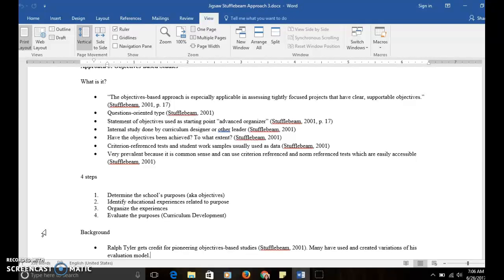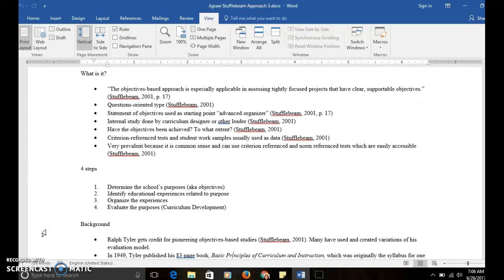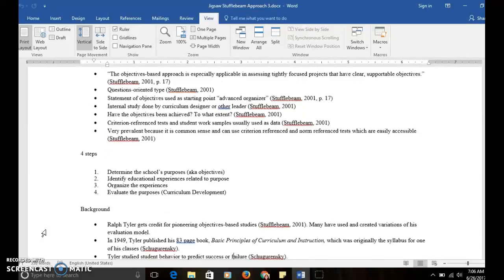tests. It's very prevalent because it makes sense, it's easy to do, and the 4 steps are: determine what the school's purposes or objectives are, identify the educational experiences related to the purpose, organize the experiences, and evaluate the purposes. So if the purpose is to create a writing curriculum, you would first look at what's already being done.